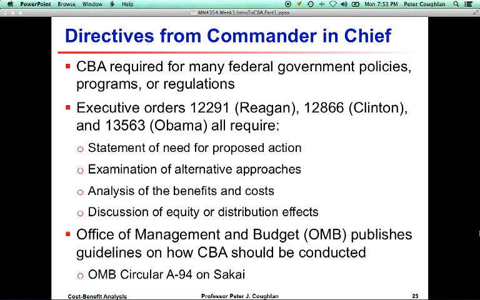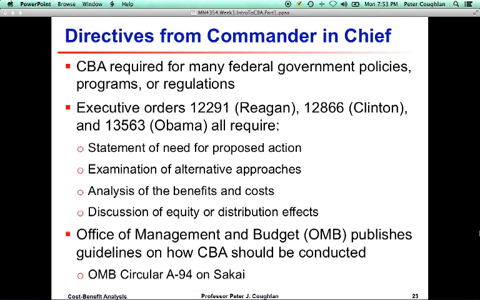And we'll talk more about those, but that basically means who wins and who loses, who is hurt, are we creating advantages for one group at the disadvantage of another, and to what degree? That's what we mean by equity or distribution.